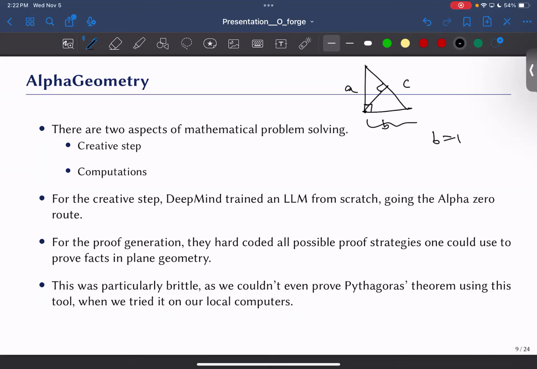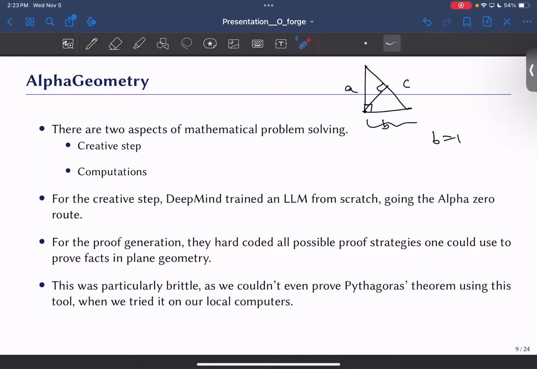No, this is important because this sort of tells us that, okay, we have this complicated machine, it can do very impressive things. And, all right, so for the creative step, DeepMind trained an LLM from scratch. So this is the main point, which is that they did something that's very expensive. That's how they trained AlphaGo, which can play Go perhaps better than humans. And they did that for chess as well. And for proof generation, they hard-coded all possible proof strategies that one could use to prove facts in plane geometry.